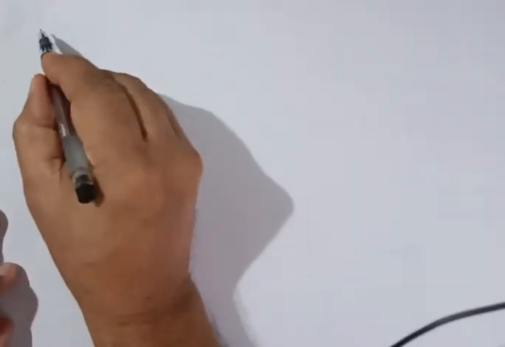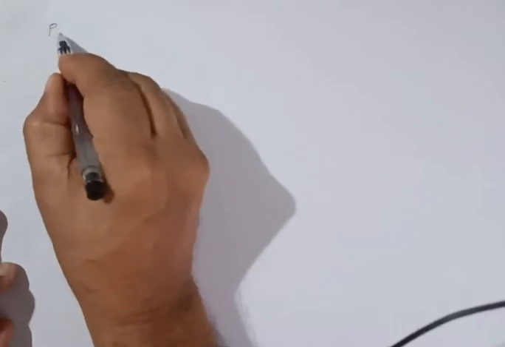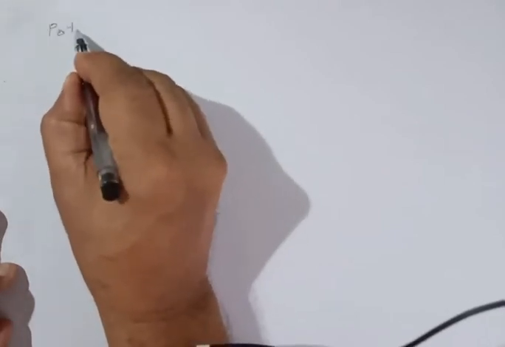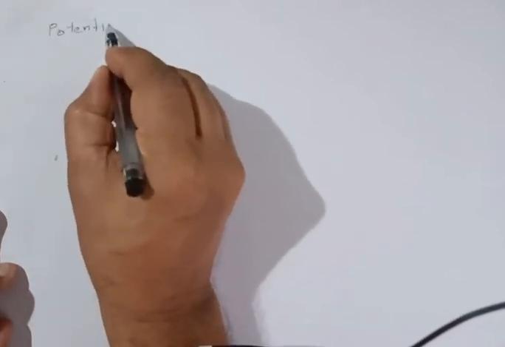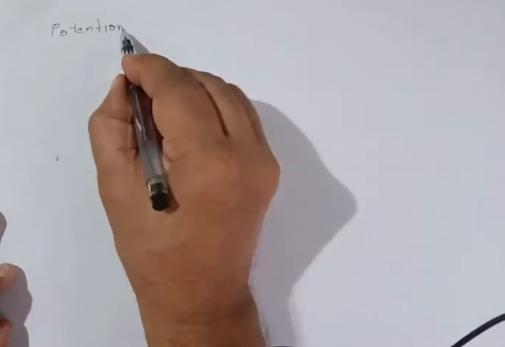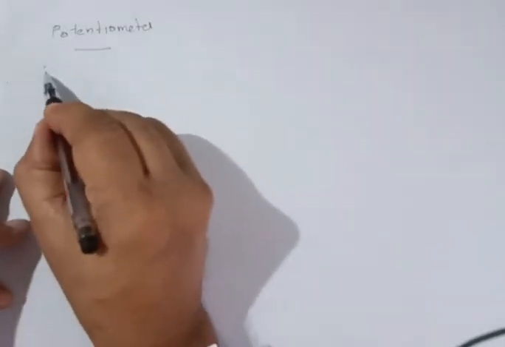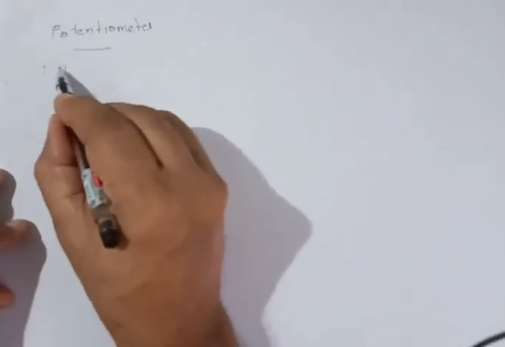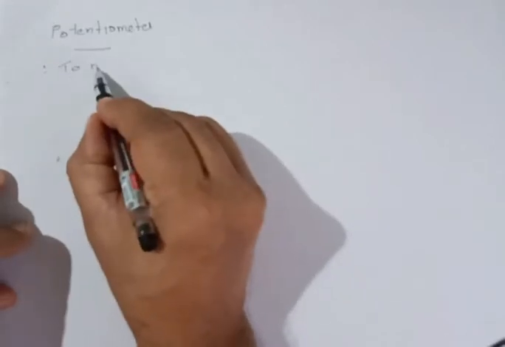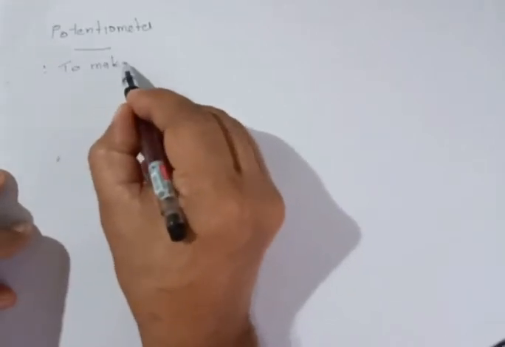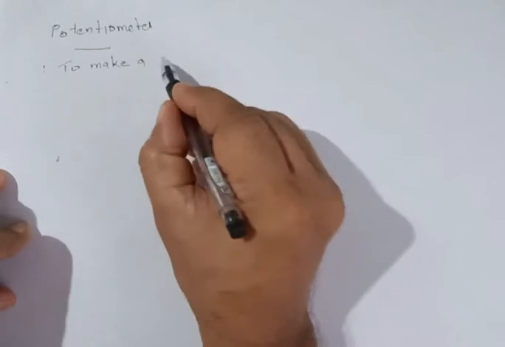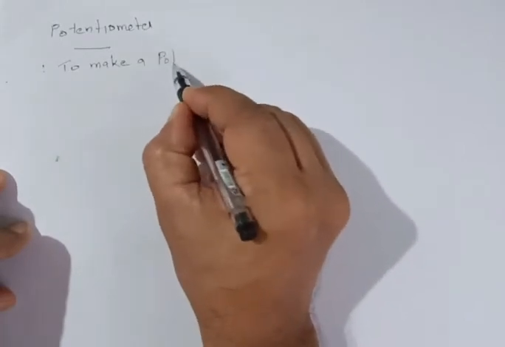A potentiometer is a device to produce a potential gradient. So we'll learn about the potentiometer. This is something to make a potential gradient.